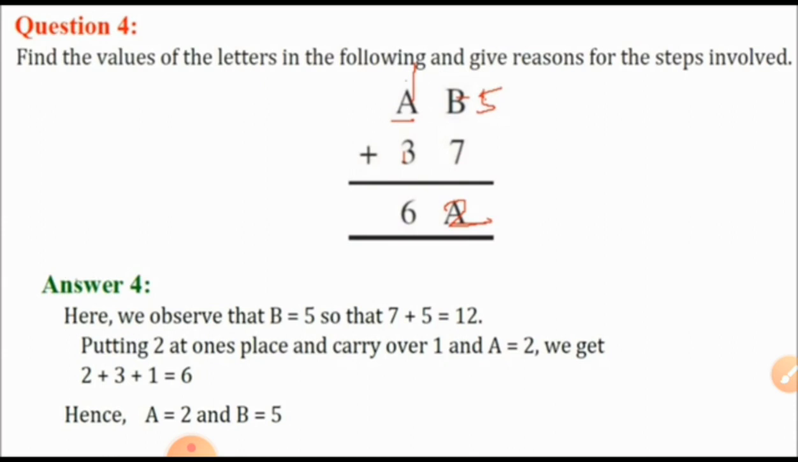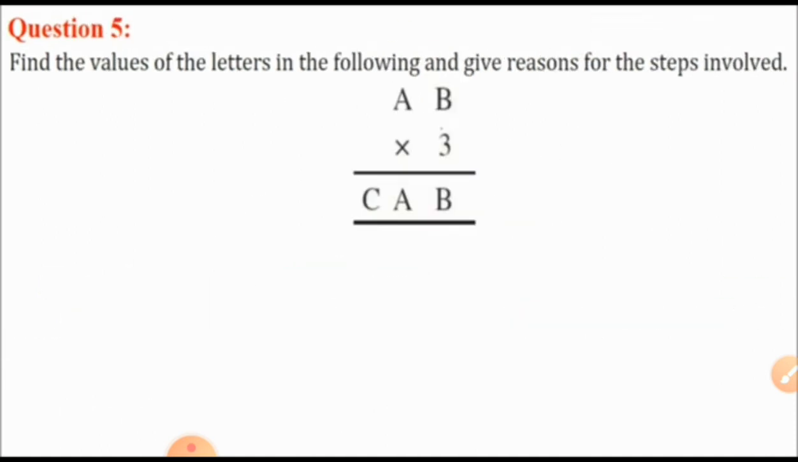B is equal to 5, so 7 plus 5 is 12. 1 will be the carryover and 2 is the A. A is equal to 2, so 2 plus 1 is 3. 3 plus 3 is 6. So here we got the answer for this one.